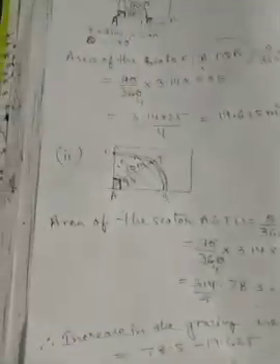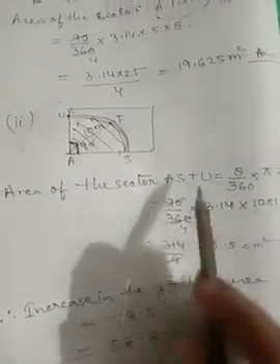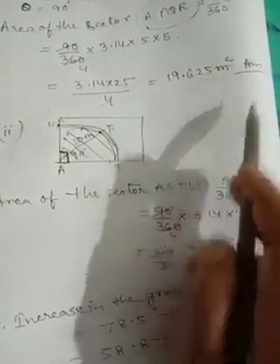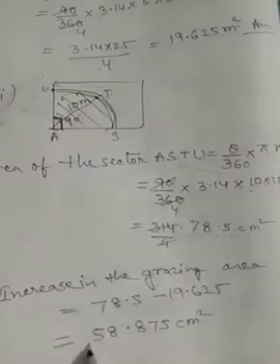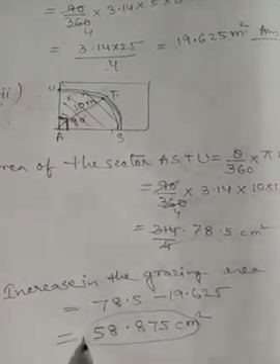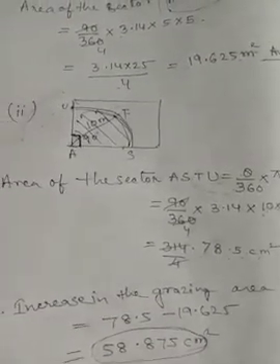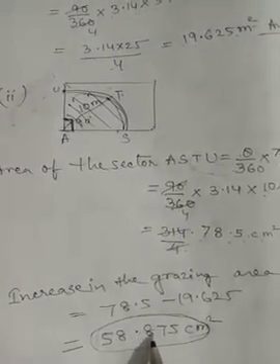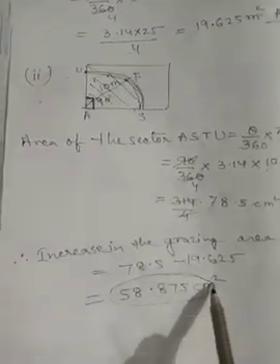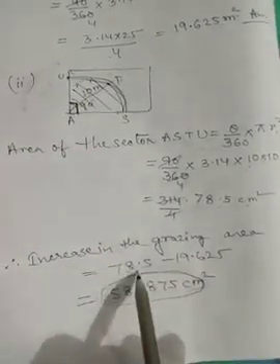How much does the area increase when we increase the rope? Let's find out. You have to subtract 19.625 from 78.5 centimeters square. We will get this much area increase. So the grazing field of the horse increases by 58.875 centimeters square, by subtracting 19.625 from 78.5.